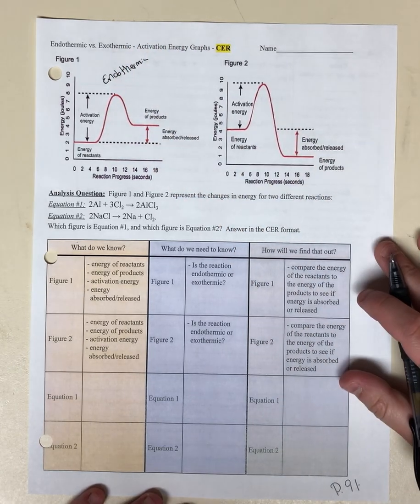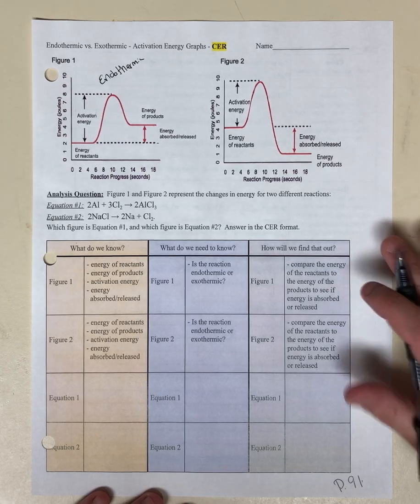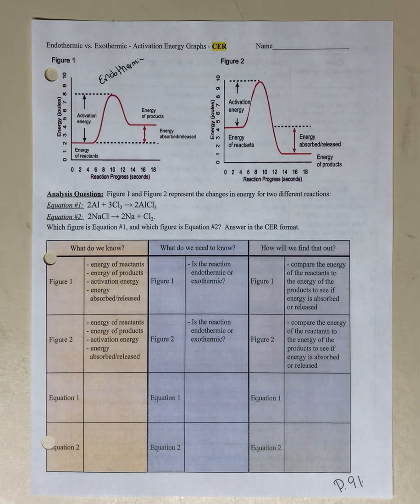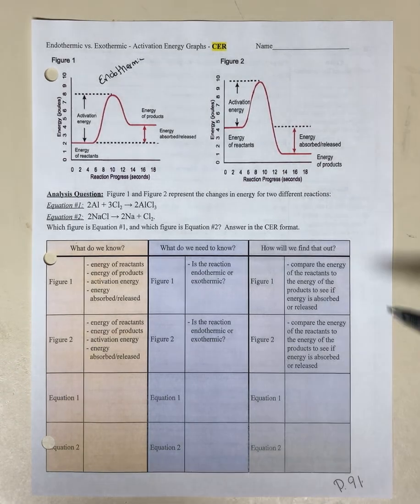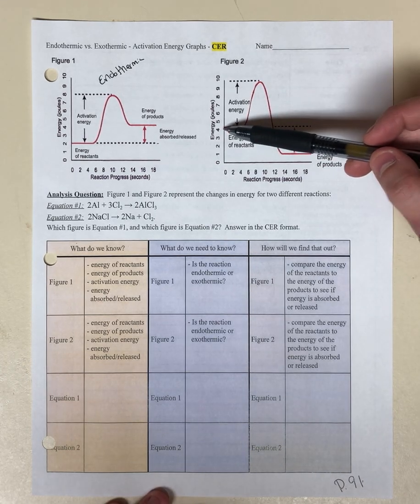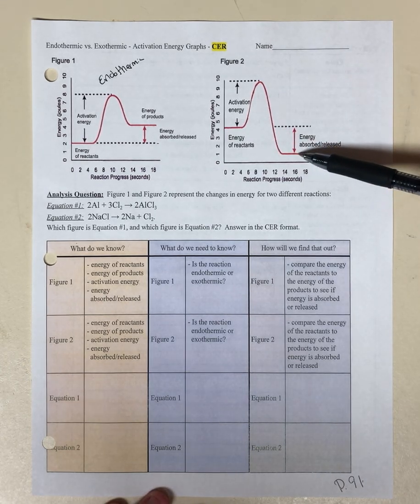Right? If it absorbs energy, it's endothermic. Think back to a week and a half ago when we were talking about that. That makes sense. So on our figure 2, we see we have about 4 joules in the beginning and only about 1 joule at the end.